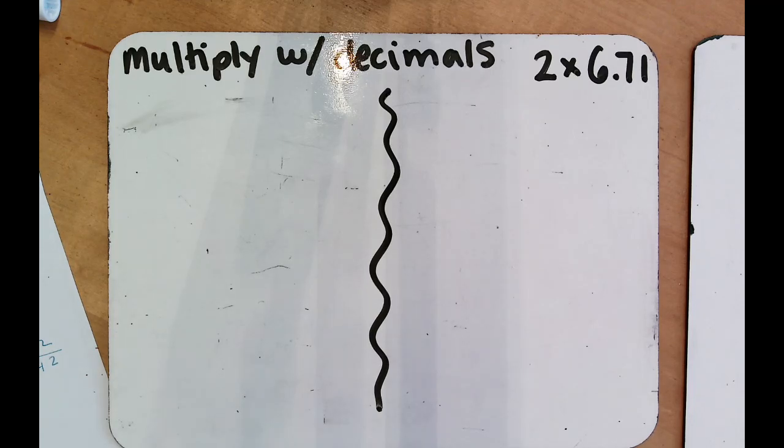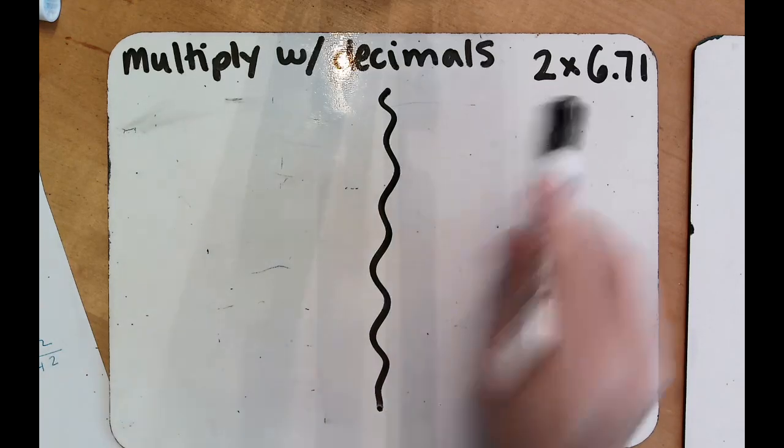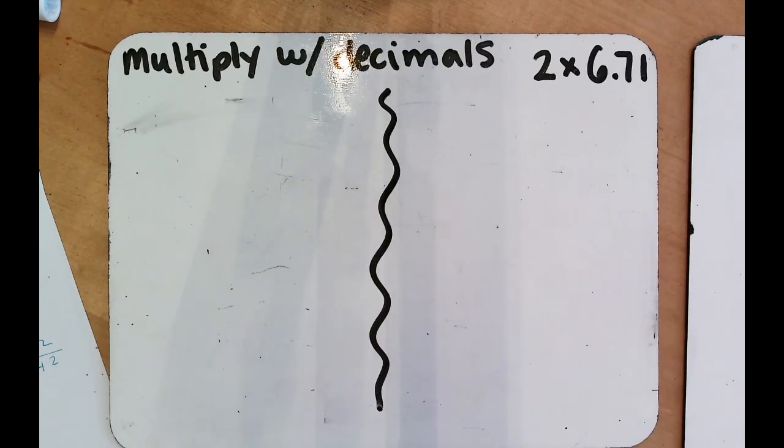All right, today we're going to multiply with decimals, and I'm going to show you two different ways that we can do this. We're going to multiply a very simple number here. We're going to just multiply a whole number 2 with 6 and 71 hundredths. So there's two different ways that we encourage the students to do this. They can pick and choose either way.